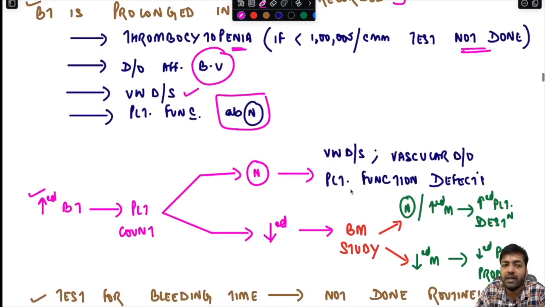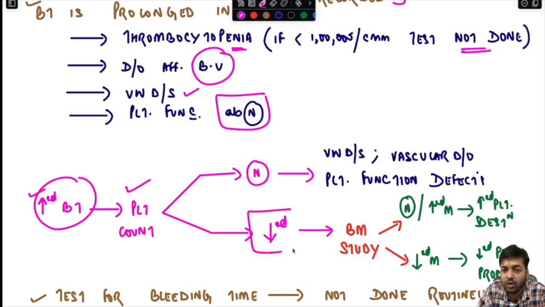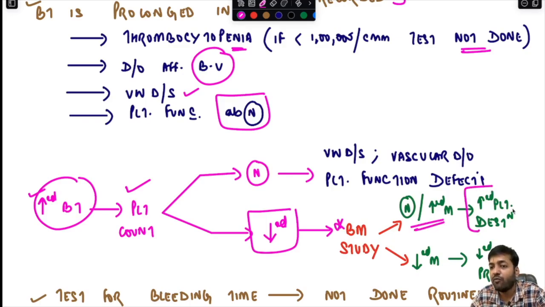So how do you evaluate a case of prolonged bleeding time? So if there is a prolonged bleeding time, you look at the platelet count. If the platelet count is reduced, you go for a bone marrow evaluation. If in the bone marrow evaluation there is normal or increased amount of megakaryocytes, it is suggestive of increased platelet destruction. And if there is a reduced amount of megakaryocytes, it is suggestive of reduced platelet production.